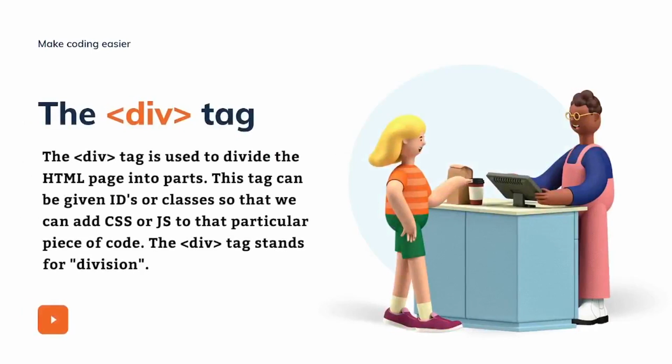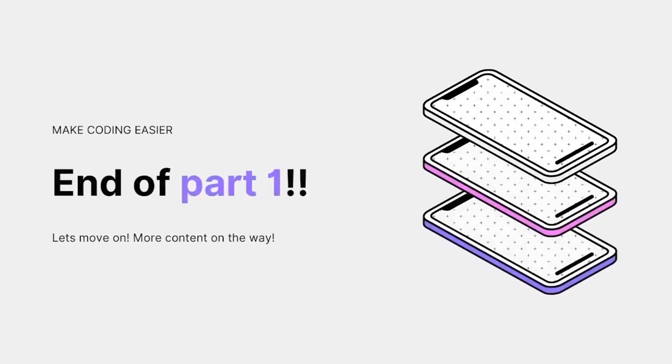The div tag. The div tag is used to divide the HTML page into parts. Like for a huge portion, you cannot keep typing hundreds or thousands of CSS, right? So you can use a div tag and then finish the CSS for it. So that's the end of part 1. More content on the way. Let's move further.